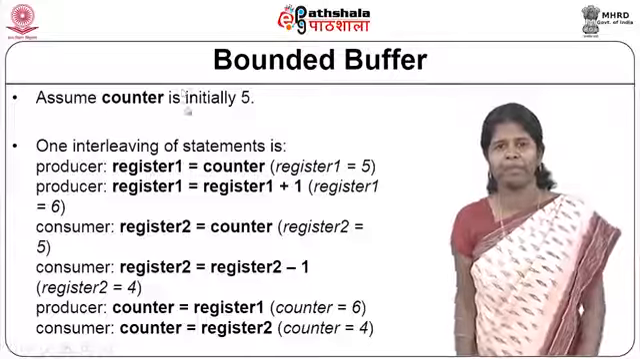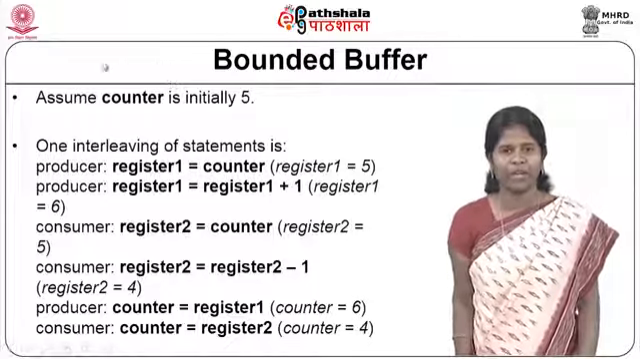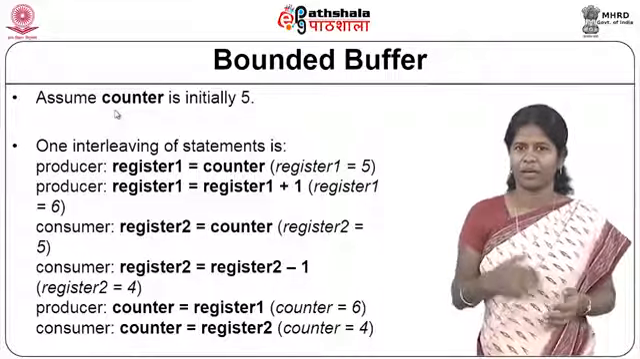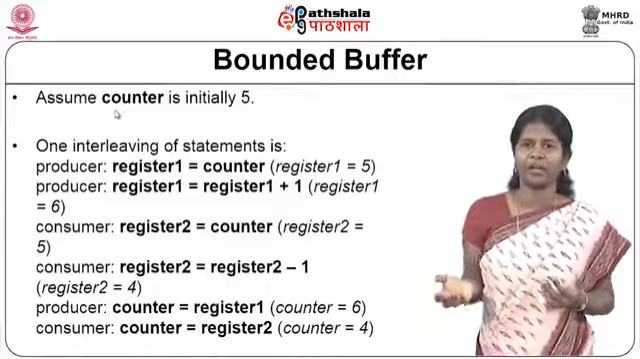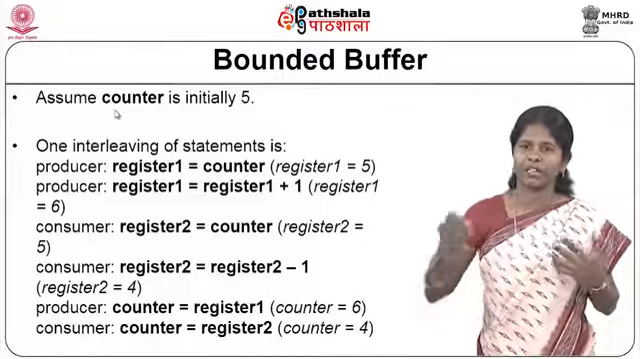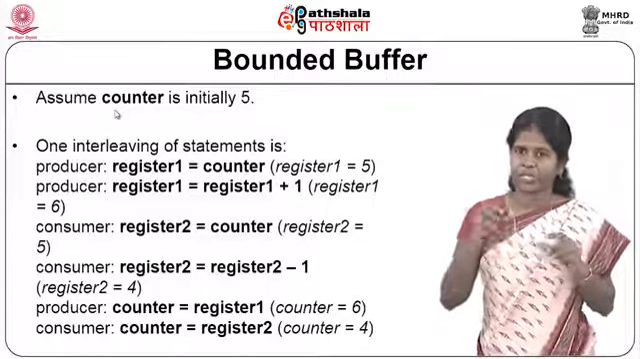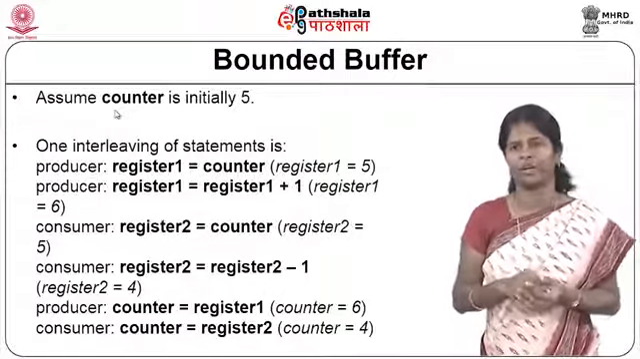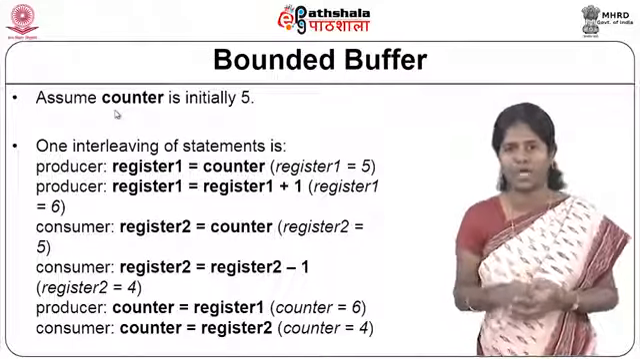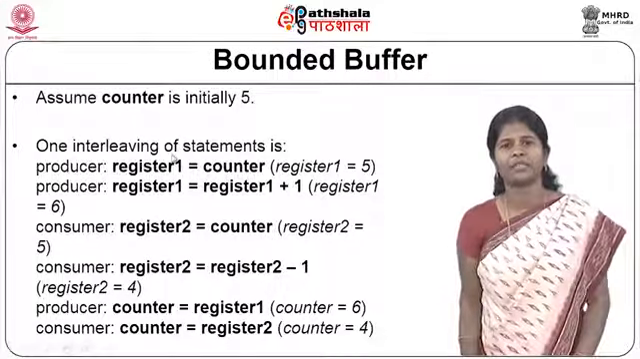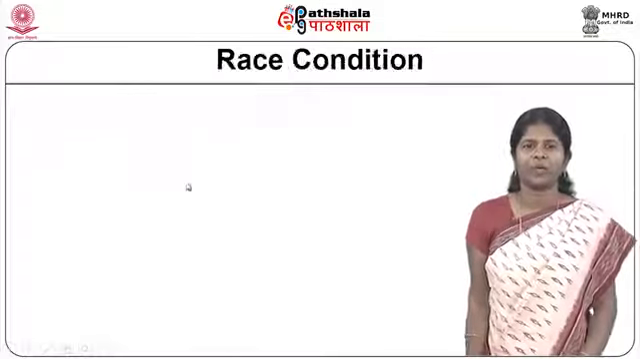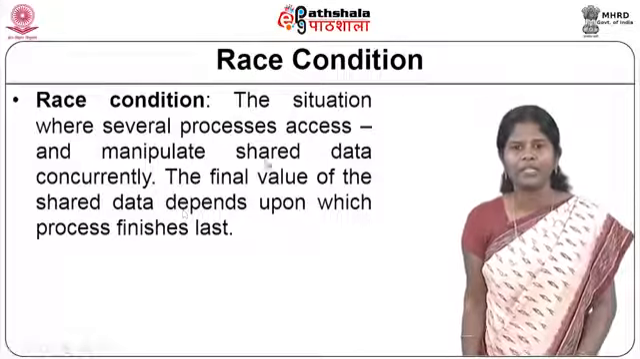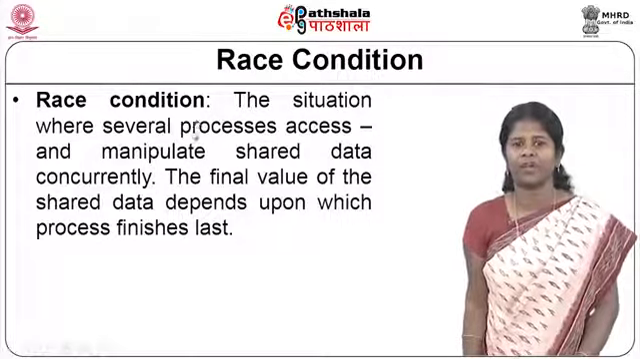So what happened here? This variable counter was accessed by both processes, the producer and the consumer, which are concurrent processes which try to access the same variable counter, which has not been safeguarded, and hence there is no consistency in the value. So what is done? This counter plus plus and the counter minus minus should be safeguarded properly, and this condition is called a race condition.